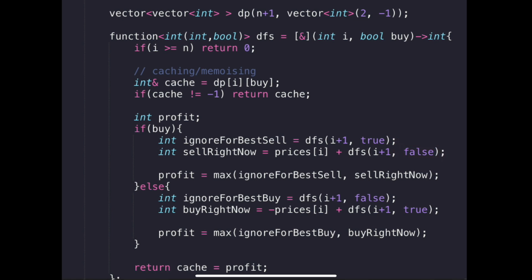Okay, now what will be the profit? The maximum of ignore for best sell and sell right now. And similarly, if it is not bought, then we would have come from any sell call. Okay, now if it is not buy, then we would enter into sell.